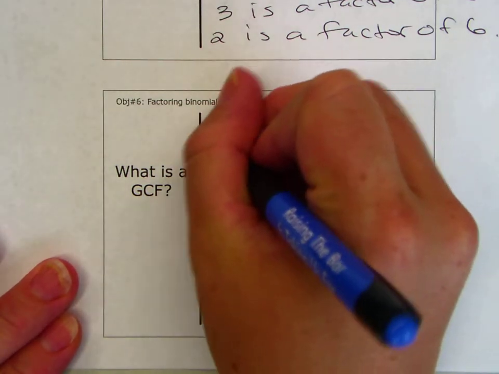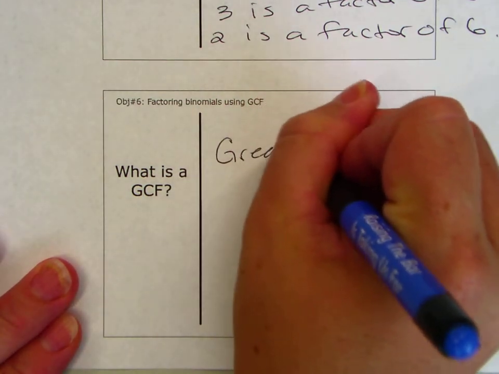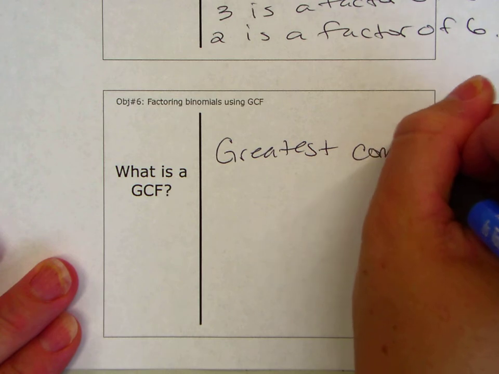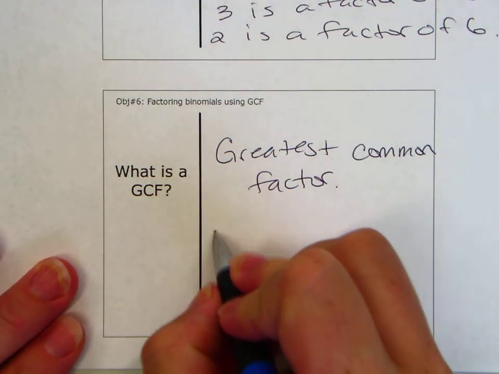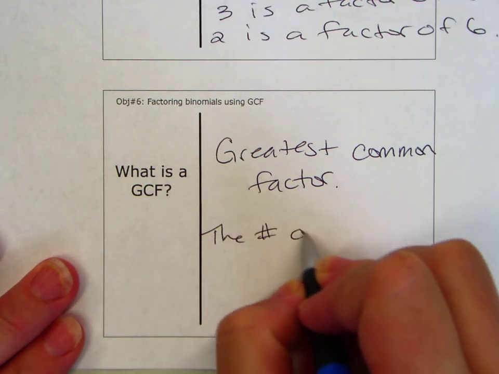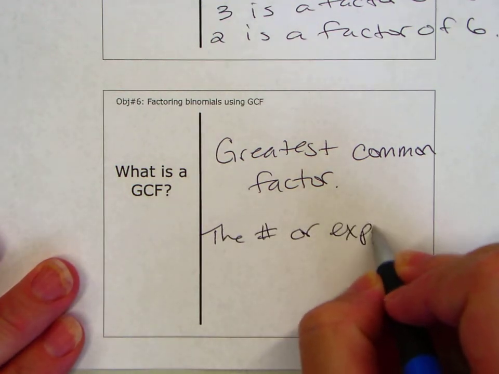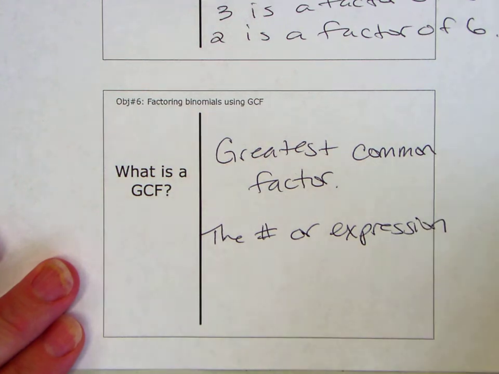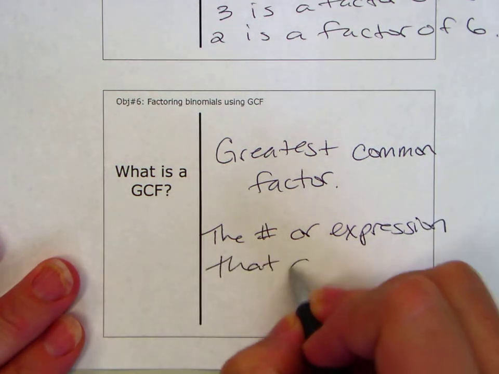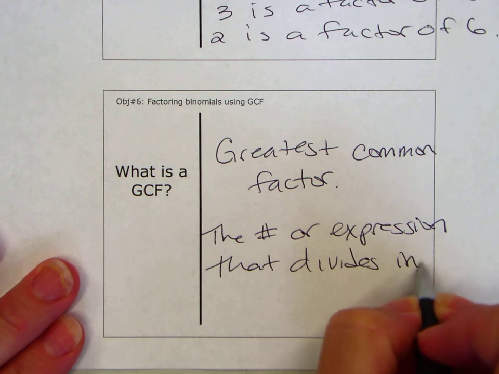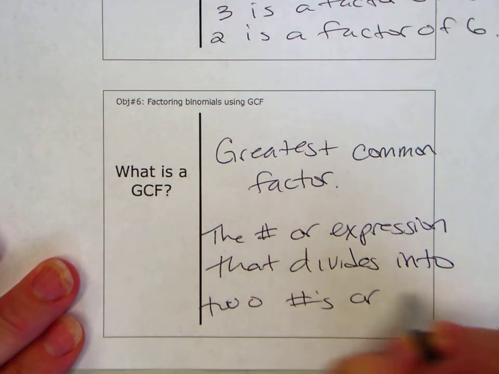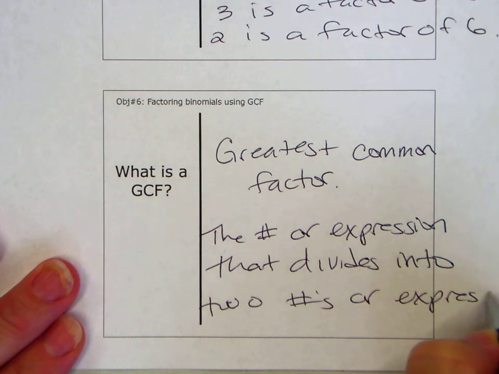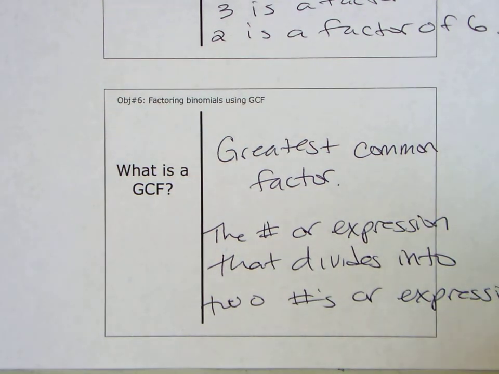GCF stands for the greatest common factor. Okay? It's the number or expression that divides into two numbers or expressions. And again, it's the greatest number or expression, right? So let's look at an example.